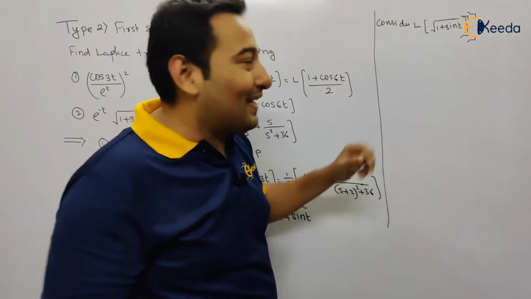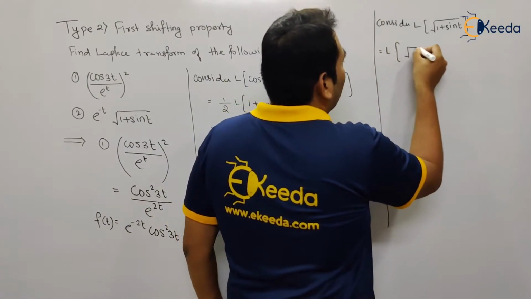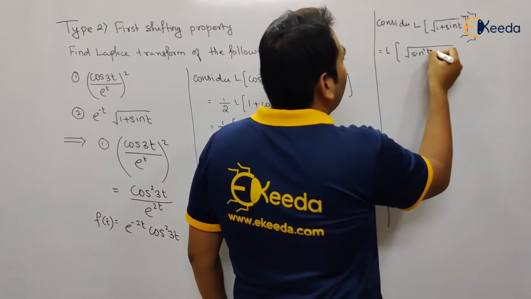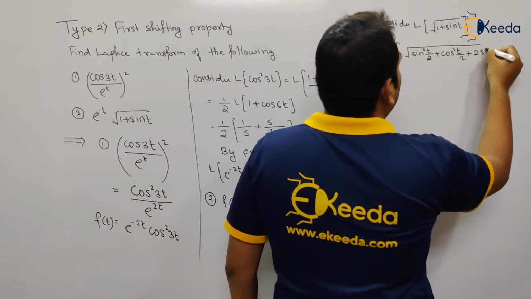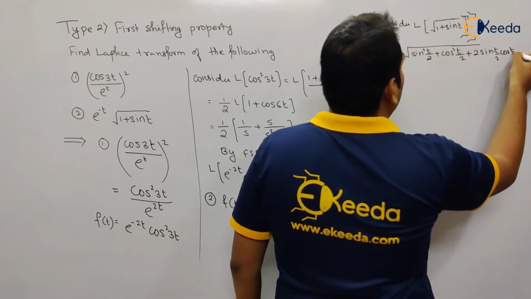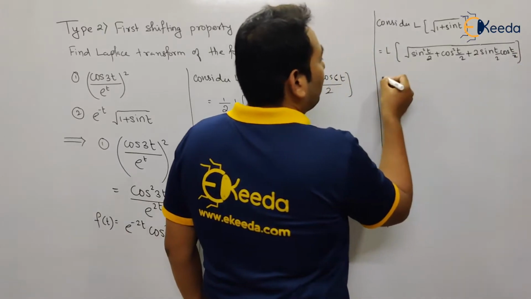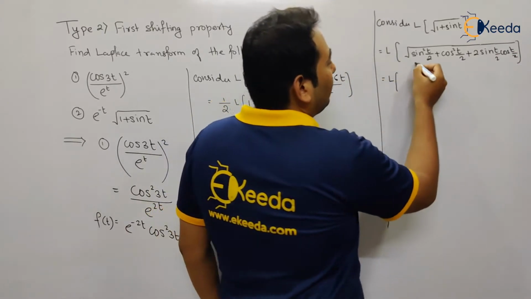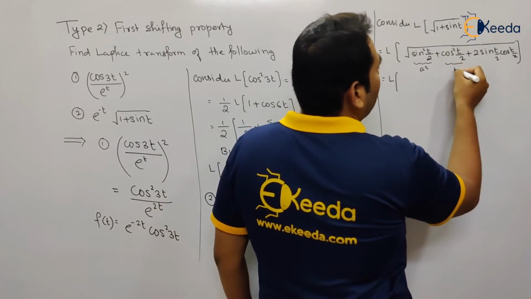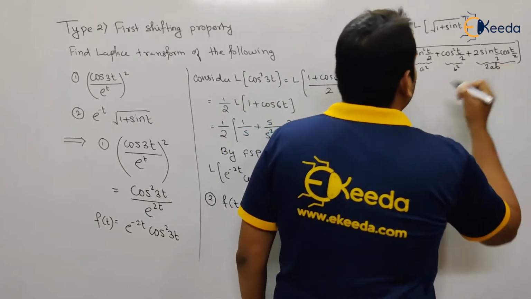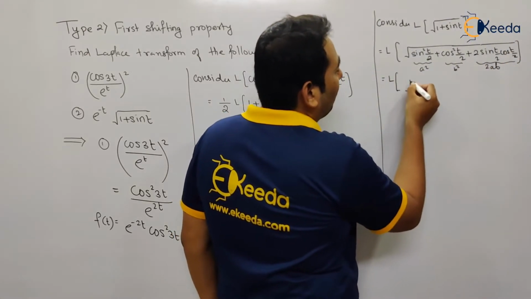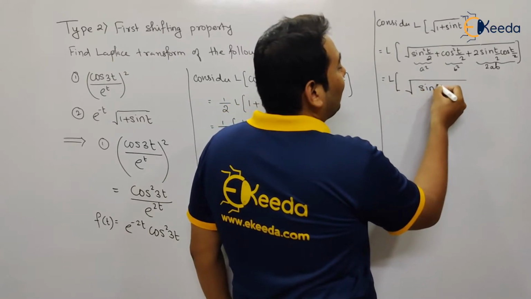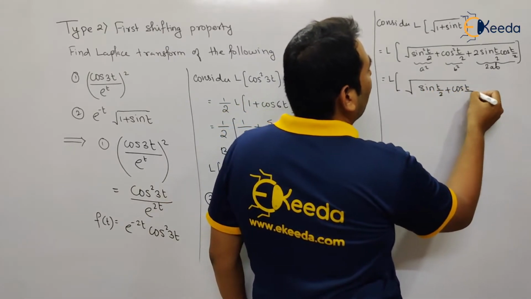So this one can be written as sine square t by 2. Detailed explanation is already given to you in the previous videos. You can go back and check. Plus 2 sine t by 2 and cos t by 2. So that will become Laplace of, see here, this is simply a square, b square, and this is twice ab. So what is the formula of a square plus b square plus 2ab? It's simply a plus b the whole square. So this will be equal to Laplace of root of a plus b, that means sine t by 2 plus cos t by 2 the whole square.